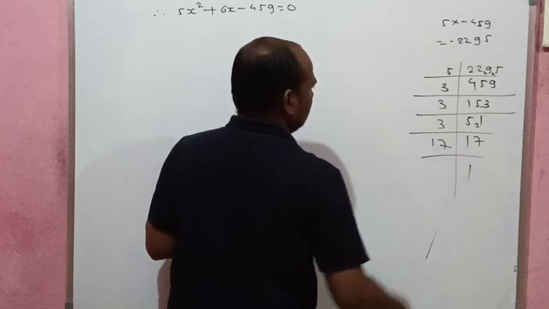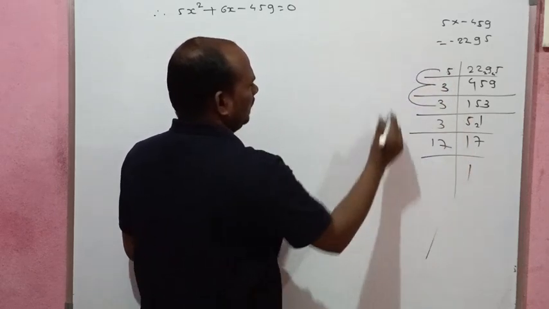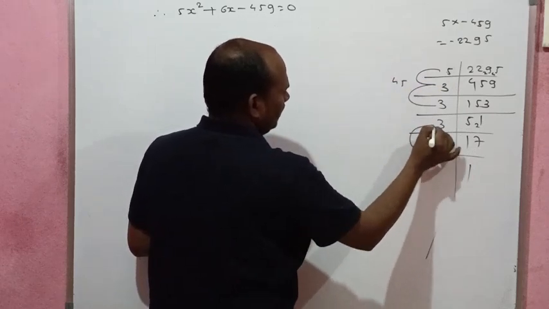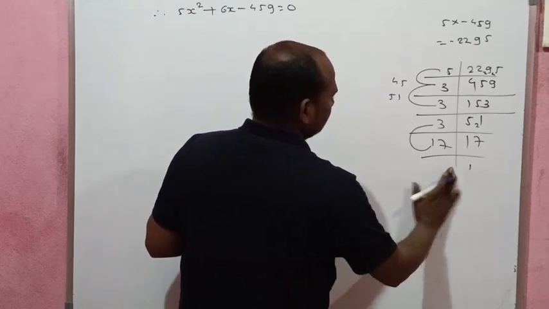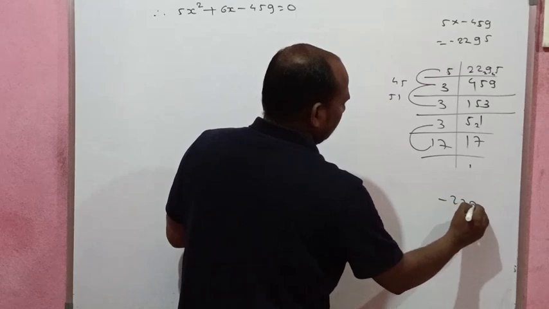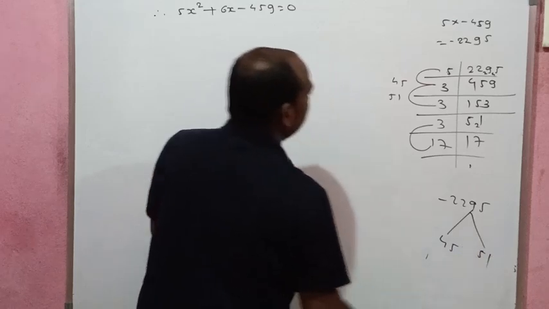And 17 1s are 17. That is 5 3s are 15. 15 3s are 45. And this is 17 3s are 51. The answer will be minus 22 95. The answer will be 45 and 51.